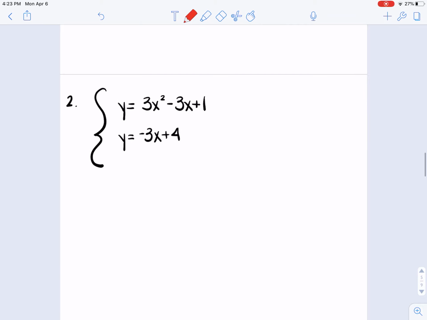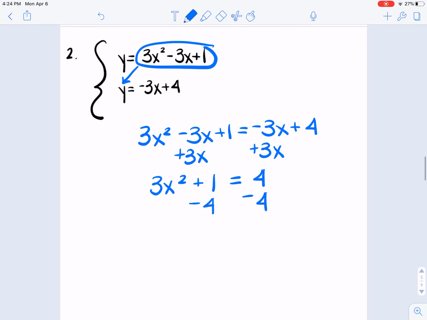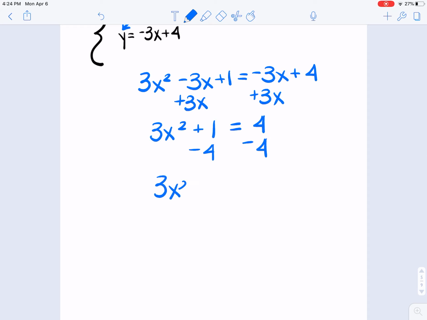Now, second example, I'm going to again take this first equation, plug it in for y in the second equation, which is essentially just setting the two equations equal to each other. Once again, I'm going to work not to get x by itself, but to move everybody over to one side of the equation. Now, my 3x's canceled out, so I'm left with 3x squared minus 3 equals 0.